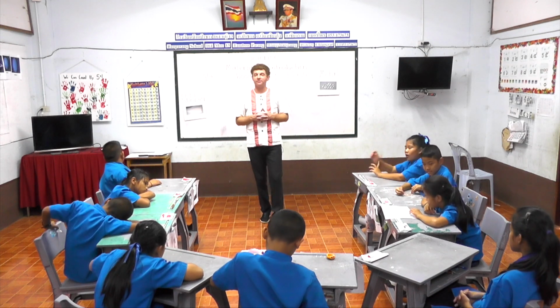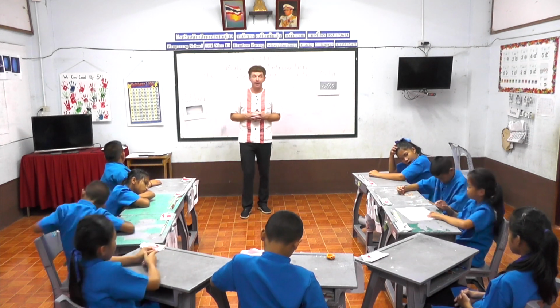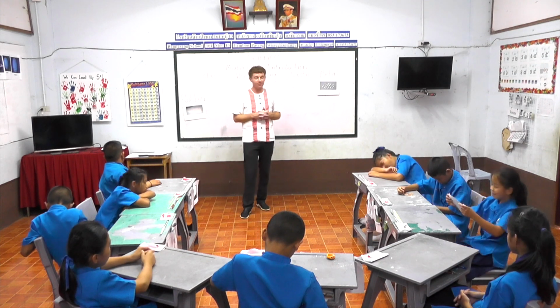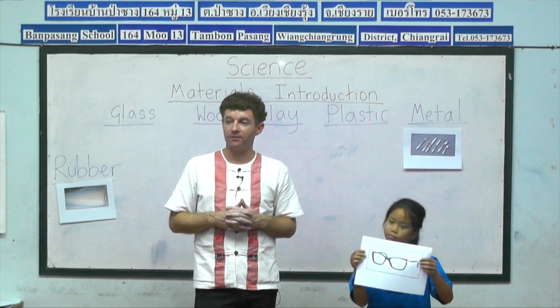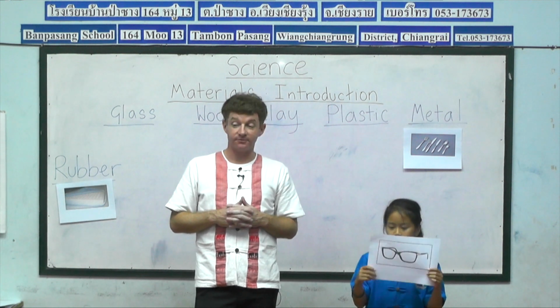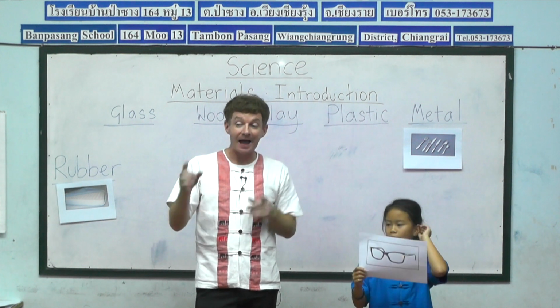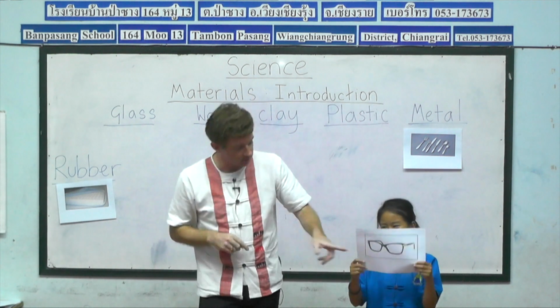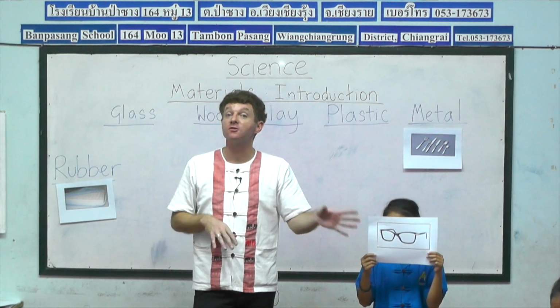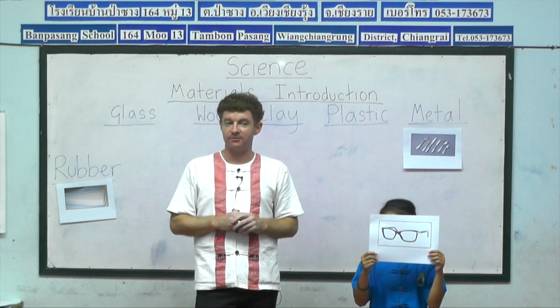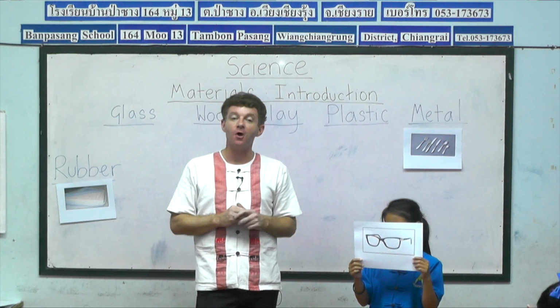And now the flashcard is with Prel. So Prel, what can you see? Bring it forward. Let's see what is on Prel's flashcard. Not sunglasses, they're eyeglasses. Sunglasses are the ones with the dark shade that block out the sun. These are just normal eyeglasses. But what materials are they made from?